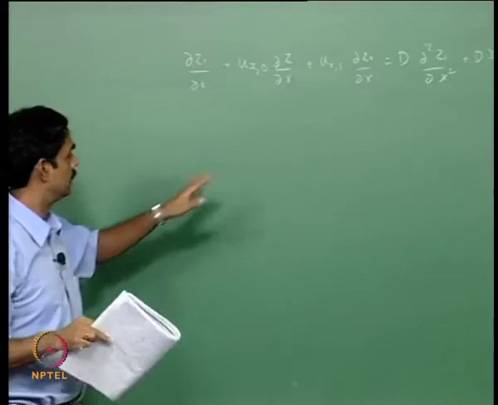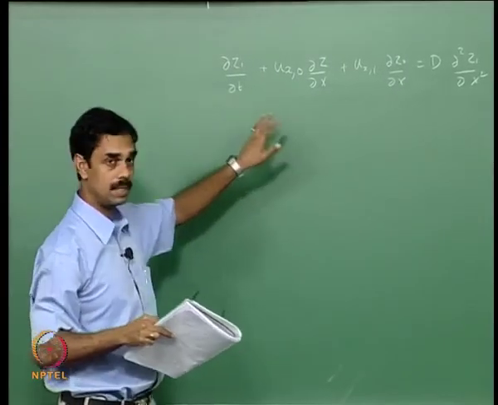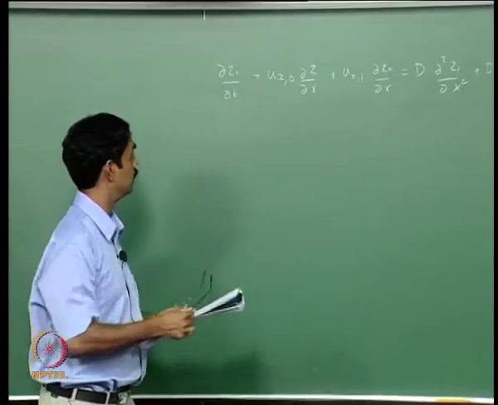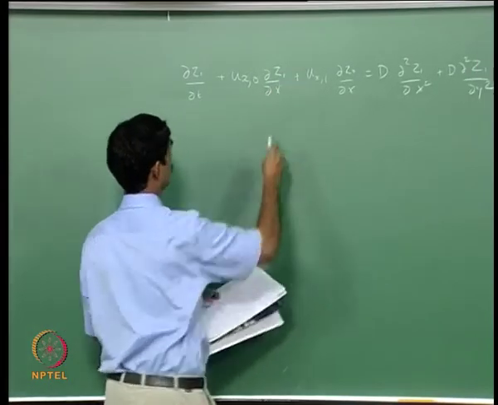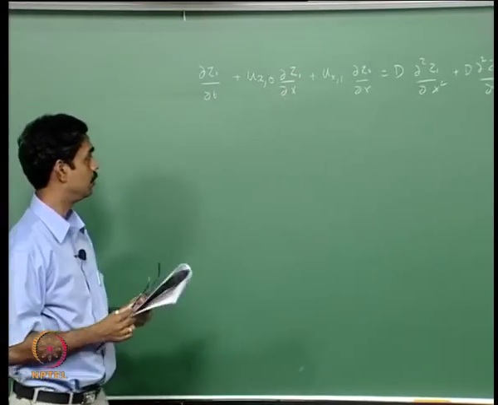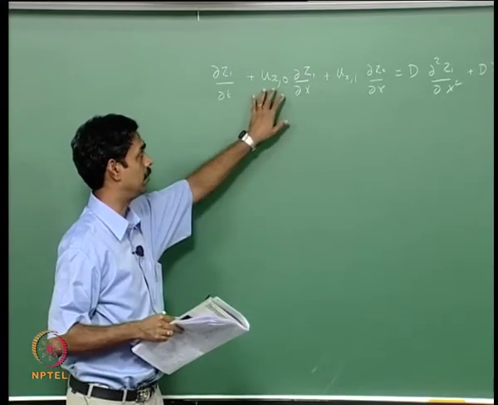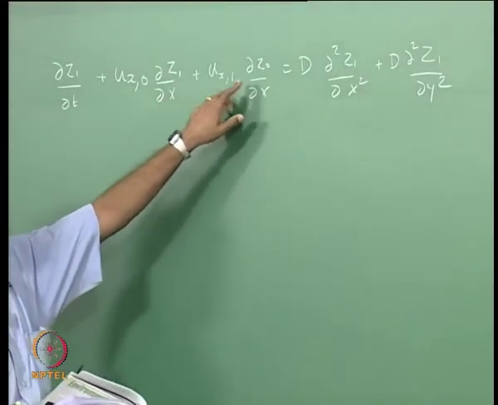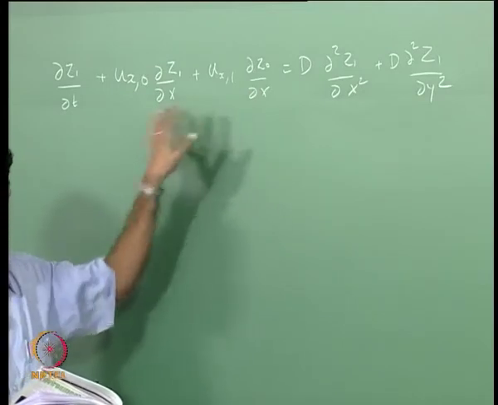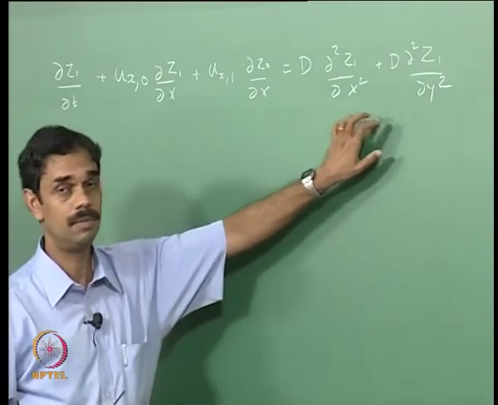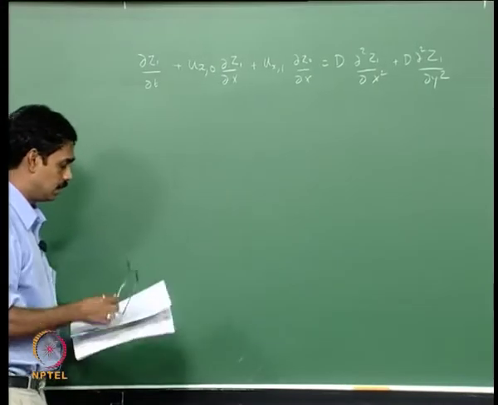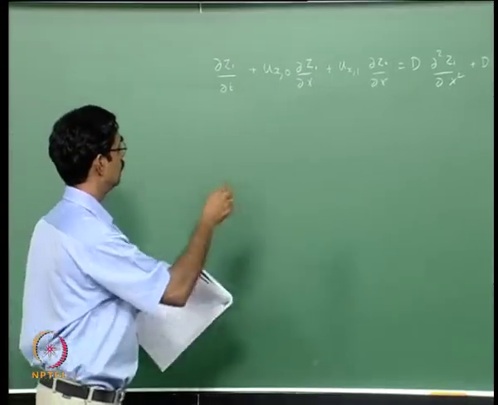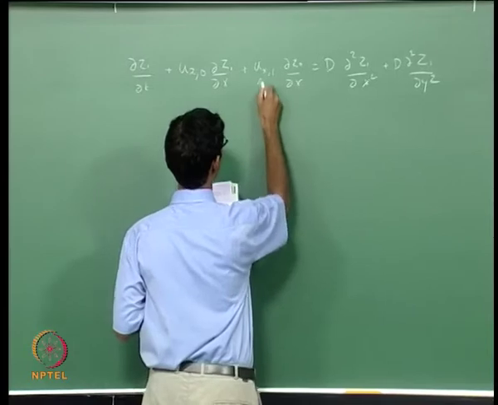So when we try to split Z as Z0 plus Z1, and when you linearize, you have the term u dz by dx. So that will have a ux comma 0 dz1 by dx plus a ux comma 1 dz0 by dx. Okay, so those are both first order terms, and then you have the diffusion terms here. So this is imposed.